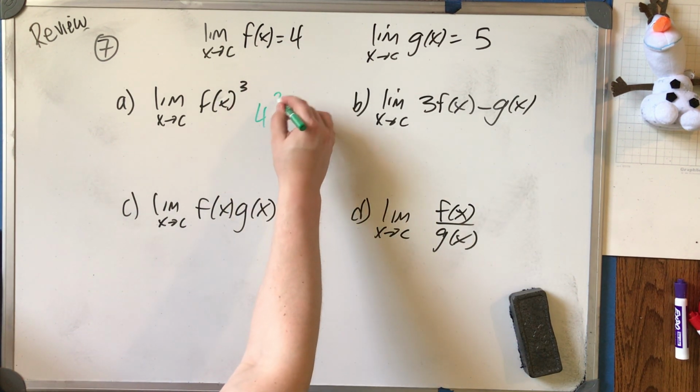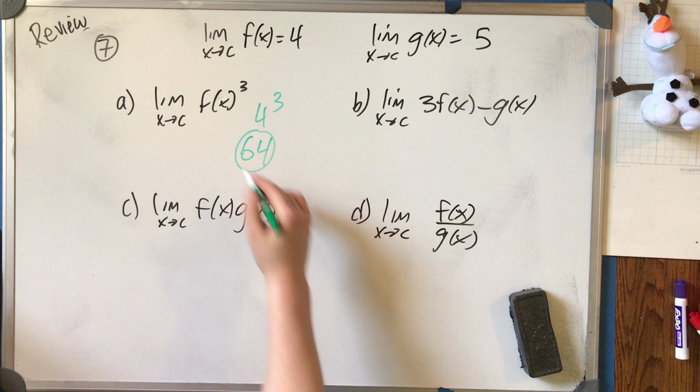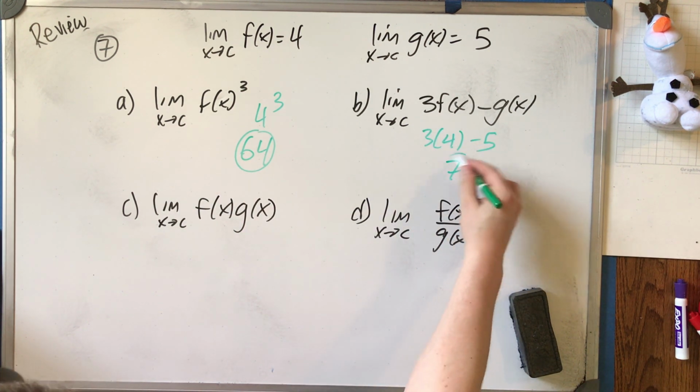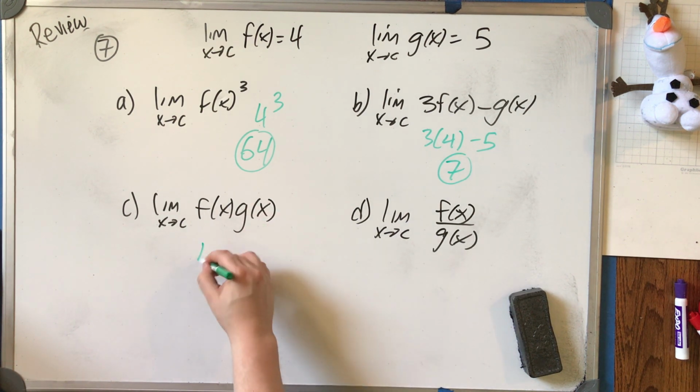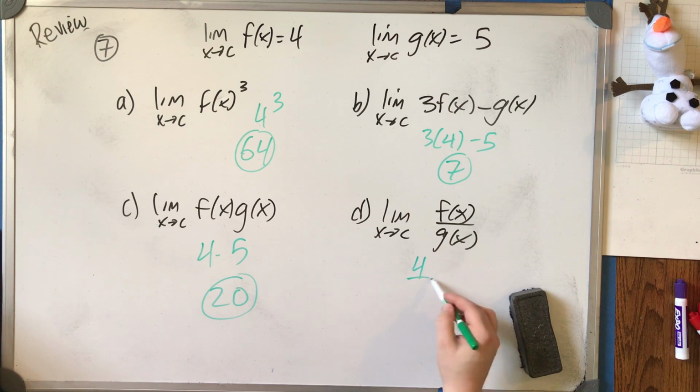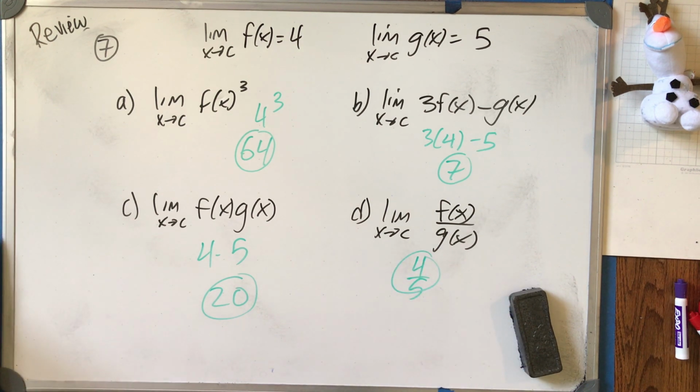We just do 4 to the third, so that's 64. Done. This is 3 times 4 minus 5, so that's going to equal 7. This is 4 times 5. Pretty sure that's 20 last time I checked. And this is just 4/5. Done. Wow, that was super hard.